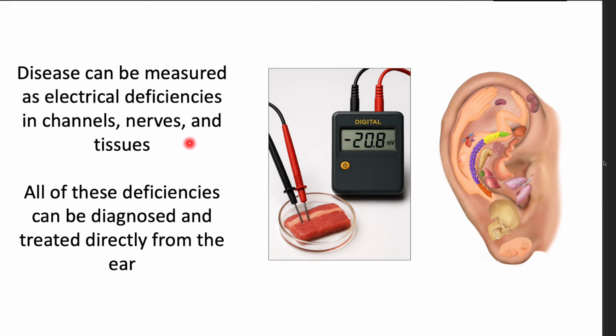Now, in the acu channels and the blood and the earth, we want to see minus 20.8 millivolts. When a disease process occurs, it saps up this electricity so that this minus 20.8 millivolts in cells and acu channels decreases to less than that. That's when chronic disease appears. Well, all of these deficiencies can be diagnosed and treated directly from the ear. It's pretty cool. Let me show you what I mean.